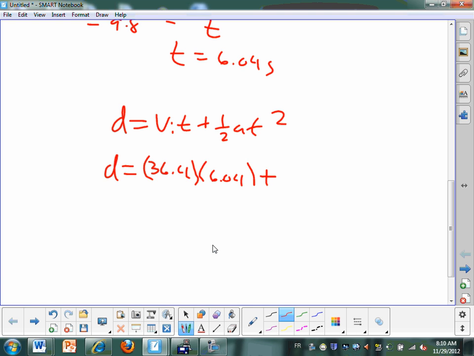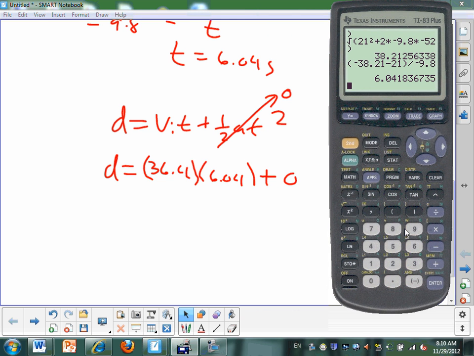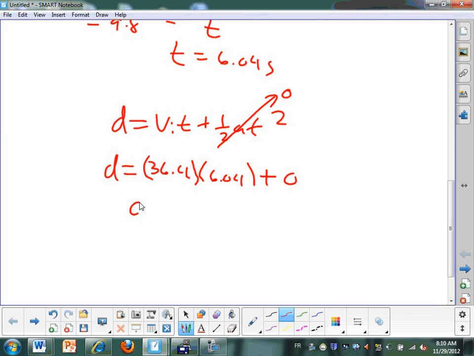Plus, now a lot of people say that goes to 0. Why is that? Well, because if my acceleration in the horizontal direction is 0, then 0 times any number is going to give me 0. So displacement in my x direction is my time times my initial velocity in the x direction. This projectile is 219.9 meters from the base of the cliff.